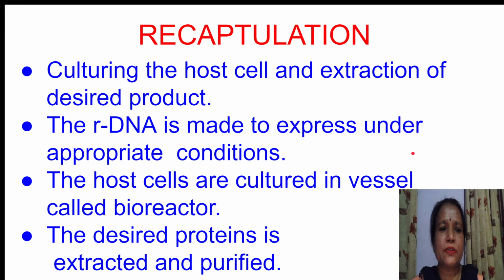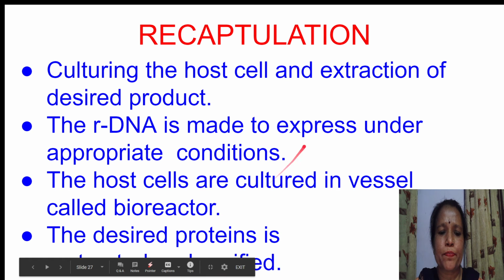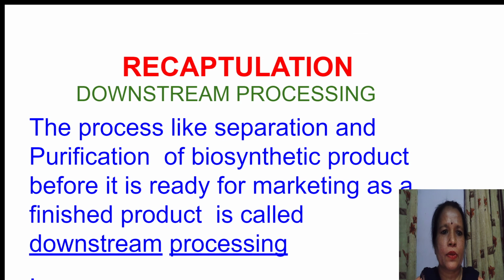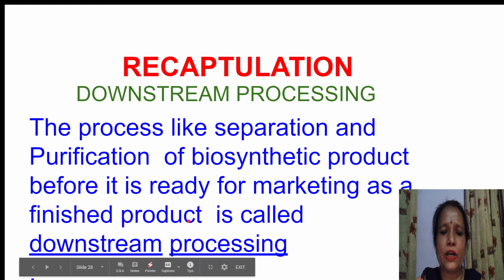Now let us recapitulate what we have studied. So culturing the host cell, extraction of the desired product, recombinant DNA is made to express under appropriate conditions. The host cells are cultured in a vessel called bioreactors. The desired protein is then obtained by the process of downstream processing. Now, what is downstream processing? The process like separation and purification of biosynthetic product before it is ready for marketing as a finished product is known as downstream processing.